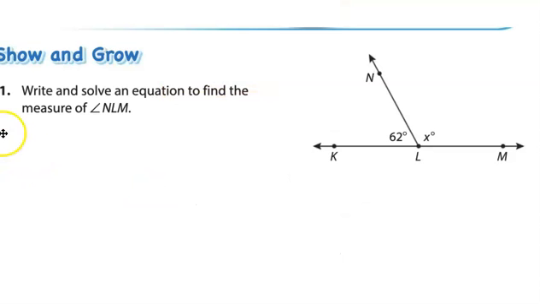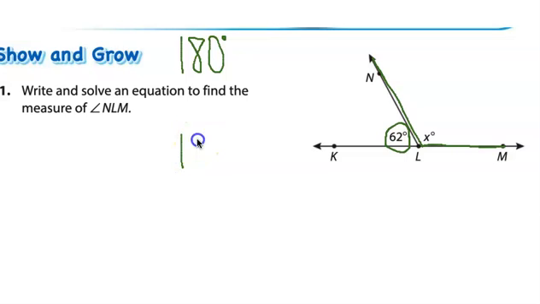So the first one that we have says, write and solve an equation to find the measure of angle NLM. So angle NLM, I'll trace it in green, so NLM is this one. And we can see this other angle, NLK, over here is 62 degrees. So we said that when it's a straight angle, it is a total of 180 degrees. So just like we did with the 90 degrees when we were working on it last week, I'm going to do 180 minus what we already have, 62, to figure out what's missing.